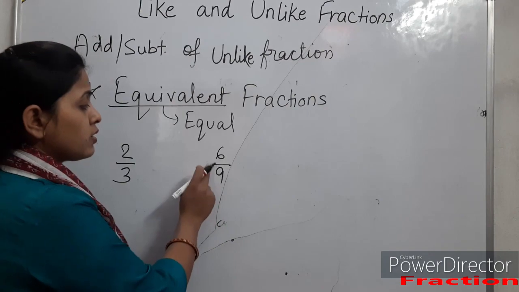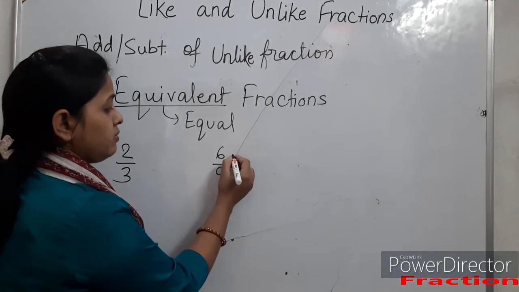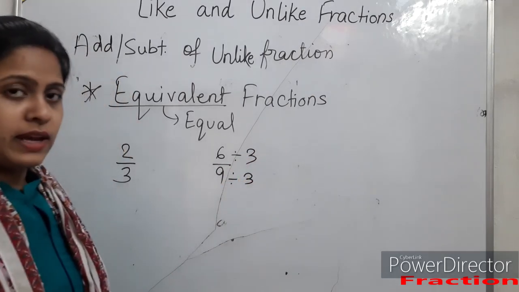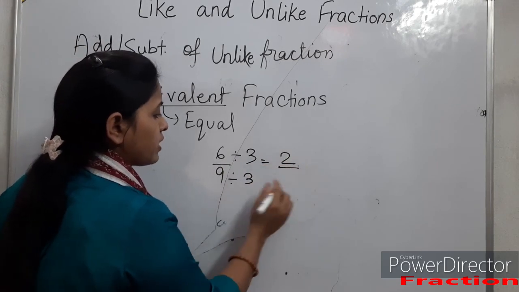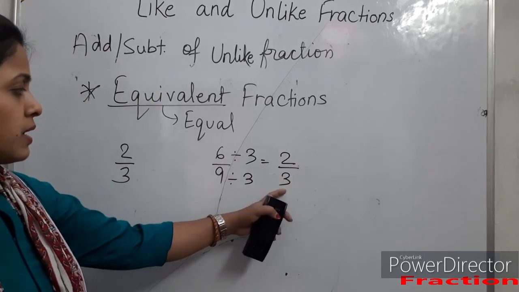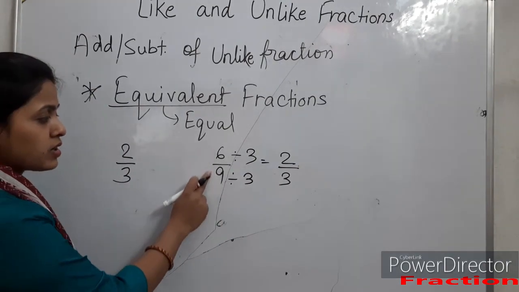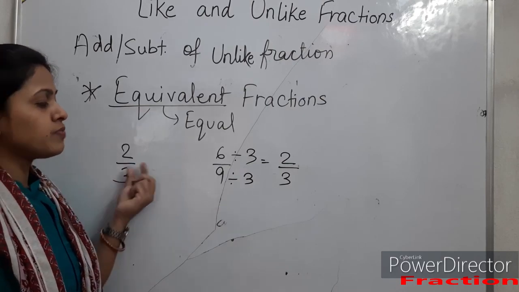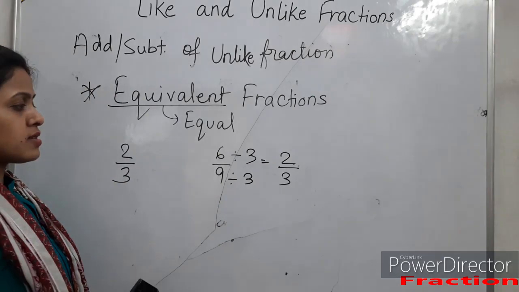First of all we have to take the HCF, and when we divide by the HCF, that is 3, we get 6 divided by 3 is 2, and 9 divided by 3 is 3. Doesn't it become 2/3, and 2/3 is the same? So when it is converted into the simplest form, it becomes 2/3. So we can say that 2/3 and 6/9 are equivalent fractions.